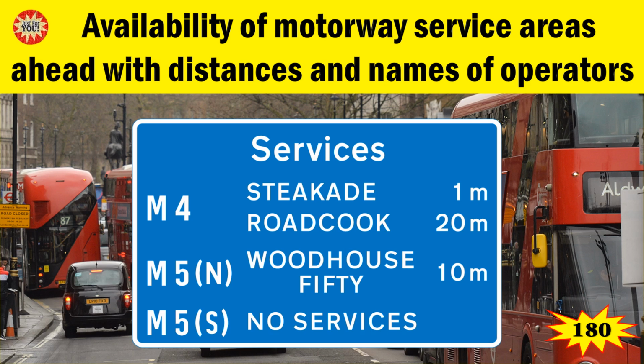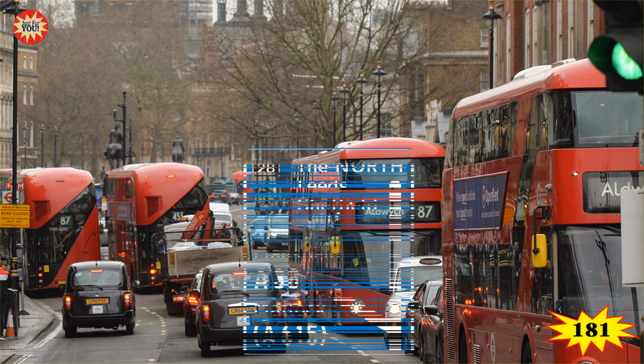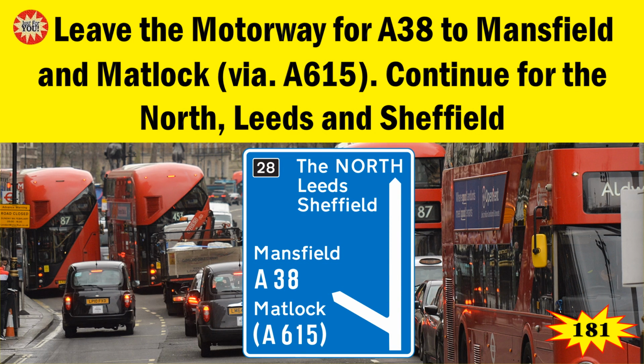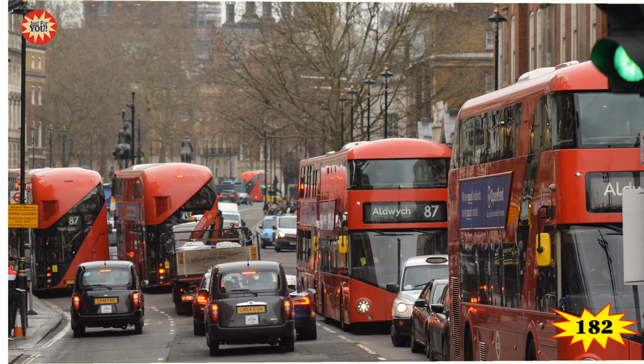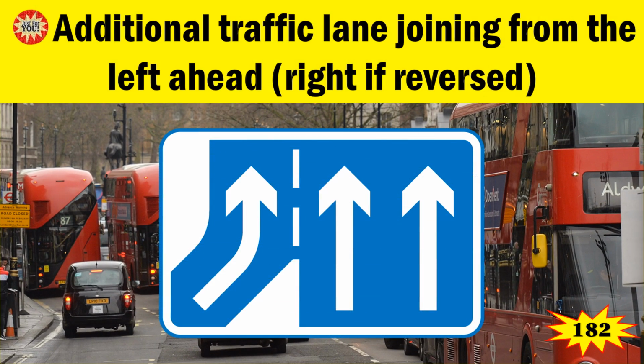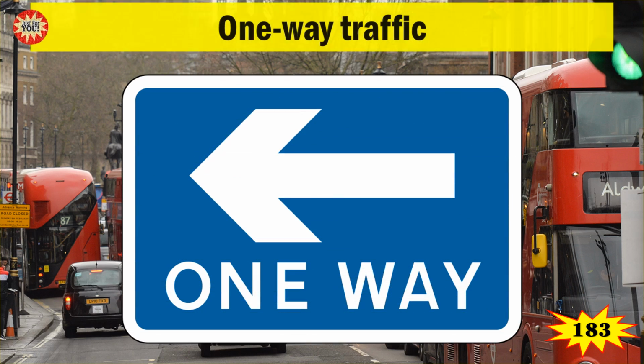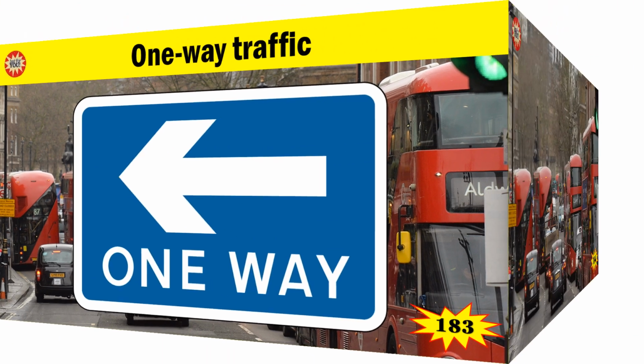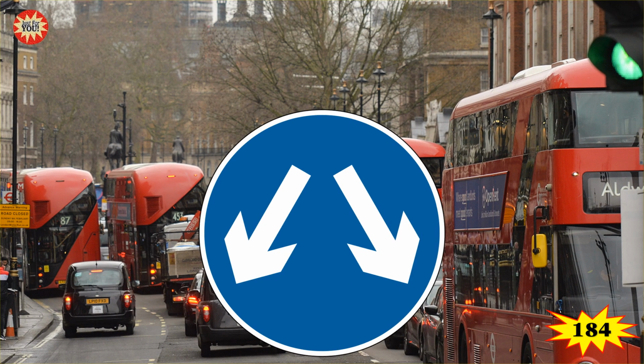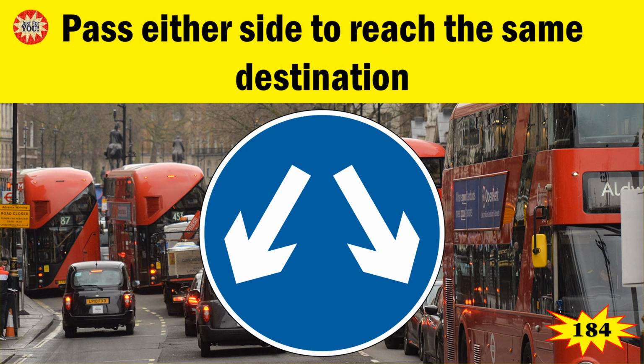Availability of motorway service areas ahead with distances and names of operators. Leave the motorway for A38 to Mansfield and Matlock, via A615. Continue for the North, Leeds, and Sheffield. Additional traffic lane joining from the left ahead, right if reversed. One-way traffic. Pass either side to reach the same destination.